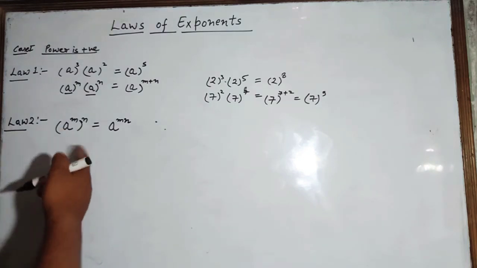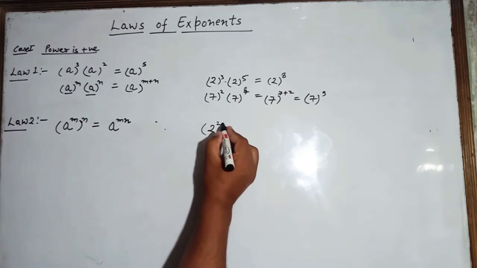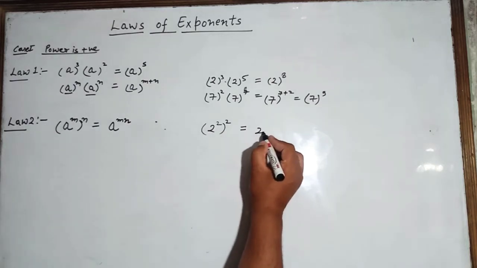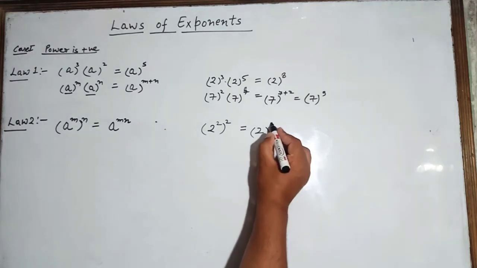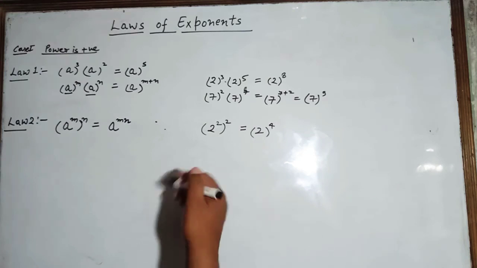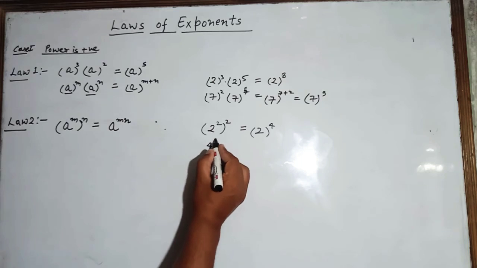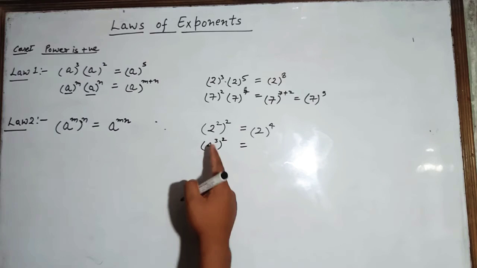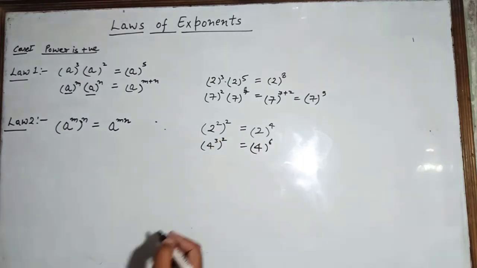For example, take 2 to the power 2, bracket, to the power 2. What will be our result? We write 2 as the base and multiply 2 into 2, so 2 to the power 4 will be our answer. In the same way, if it is 4 to the power 3, bracket, to the power 2, we multiply these two: 3 into 2 is 6. So 4 to the power 6 will be our answer.